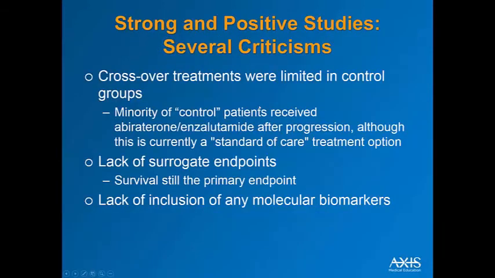These are strong studies. They're positive studies, but there's several criticisms too. The crossover treatments were limited in the control groups. The Latitude study was done in a large number of countries. Many of the patients who were randomized were randomized in areas where there necessarily was not good access to abiraterone and enzalutamide. So only a minority of the control patients received abiraterone or enzalutamide after progression, and that is a little bit problematic. There's also a lack of surrogate endpoints.